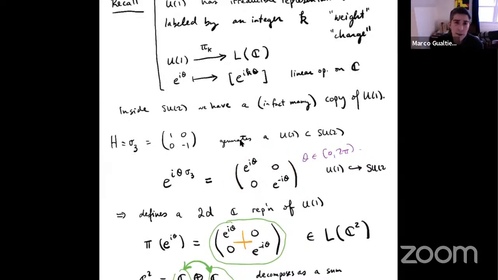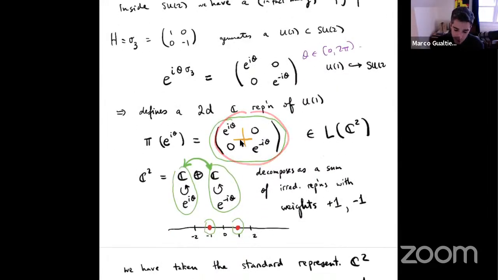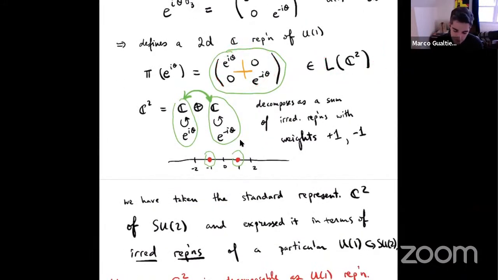Okay, and it's not irreducible. It reduces into a direct sum of two one-dimensional representations. Okay, so I've written that here. So this is a linear operator on C2 for every angle theta on the circle, every angle from 0 to 2 pi. I get a 2-by-2 complex matrix. So it is a representation of the circle.